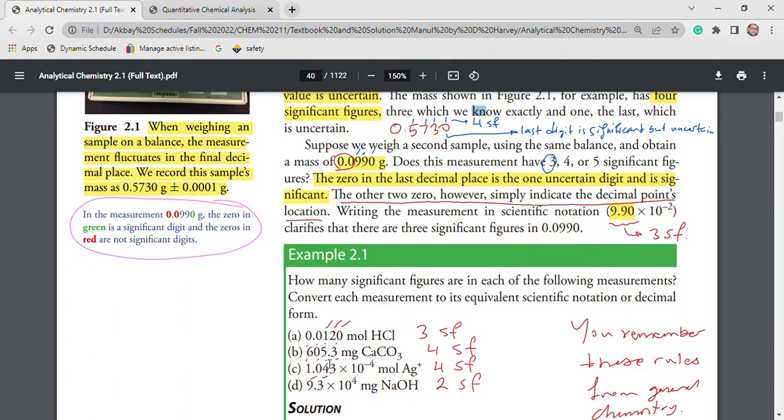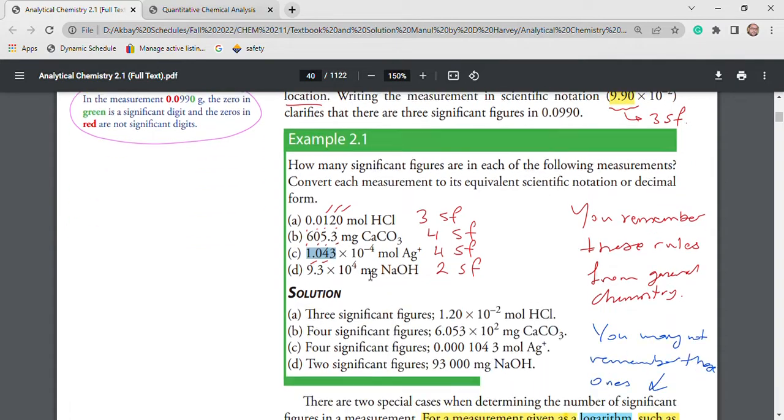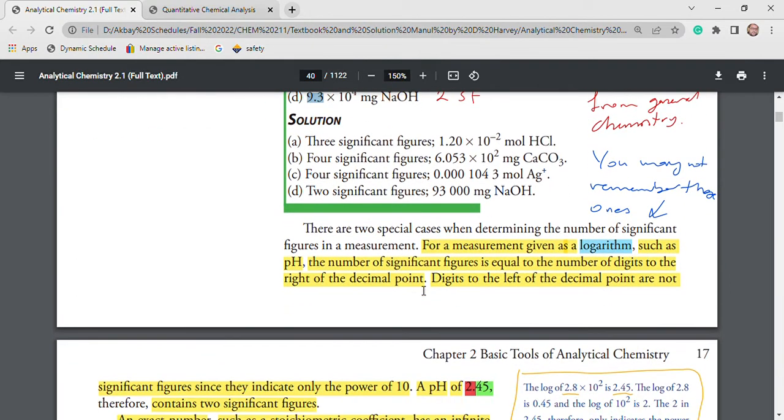In 605.3 milligram calcium carbonate, we got 1, 2, 3, 4 sig figs. In 1.043 × 10 to the negative 4 moles of silver ion, we got 1, 2, 3, 4. There are 4 sig figs. We don't worry about the exponential here. In 9.3 × 10 to the 4th milligram sodium hydroxide, we got 2 sig figs. These are what we remember from general chemistry, and we can add the log.